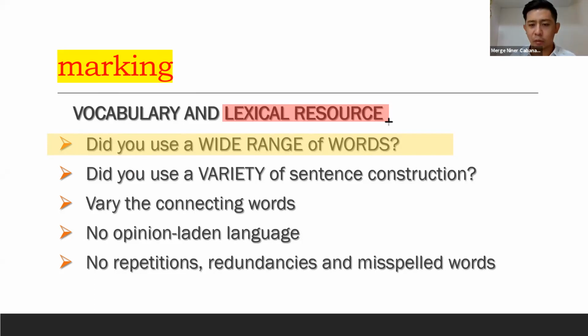So avoid repetition. But sir, what the hell is redundancy? Because when you say redundancy, it means the same thing. It is located and situated at.